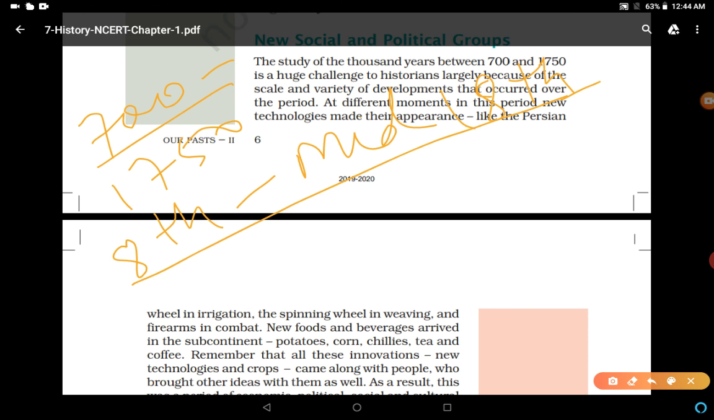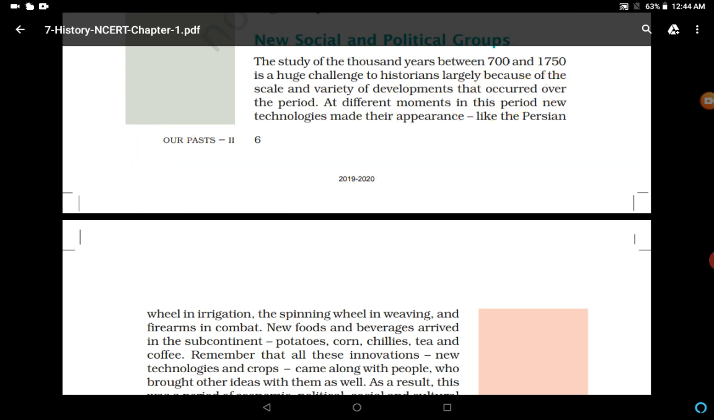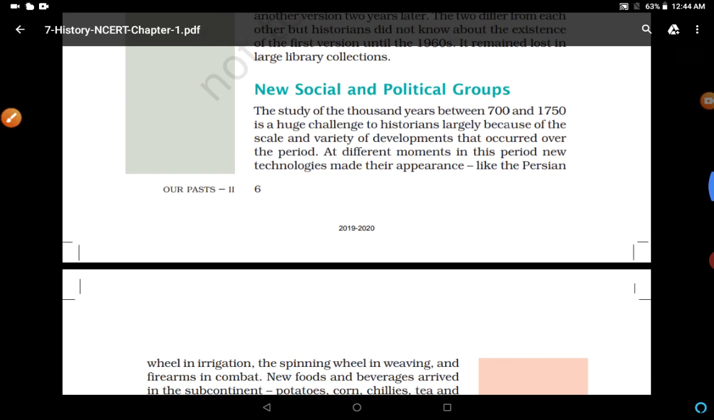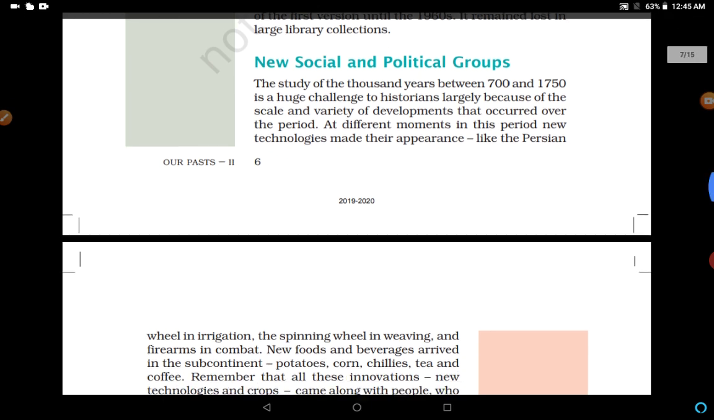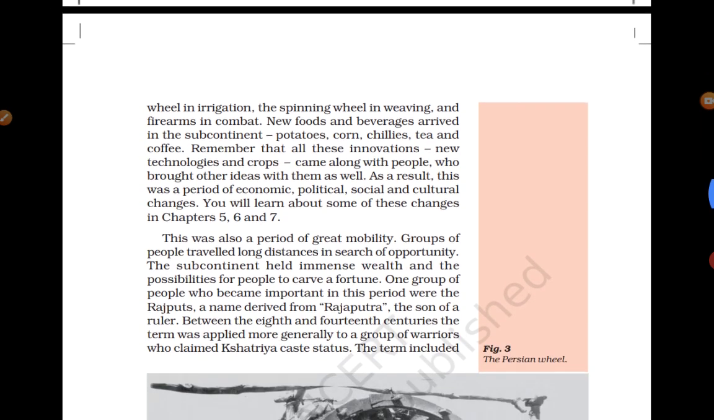For example, the Persian wheel. The Persian wheel was used to lift water from water sources and to supply it to the fields. So it was used for irrigation. So let's discuss in detail. The study of the 1,000 years between 700 and 1750 is a huge challenge to historians, largely because of the scale and variety of developments that occurred over the period. At different moments in this period, new technologies made their appearance, like the Persian wheel in irrigation.